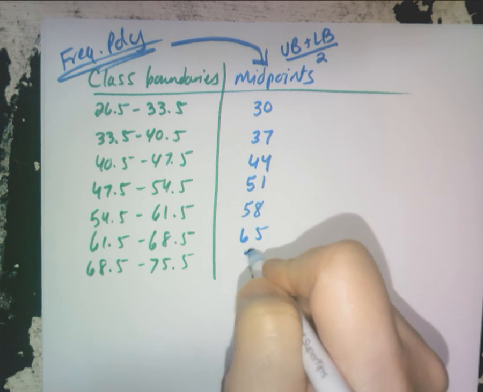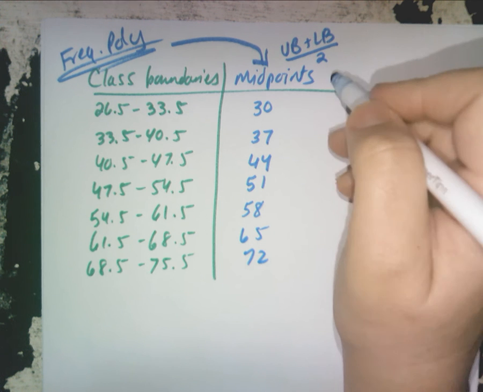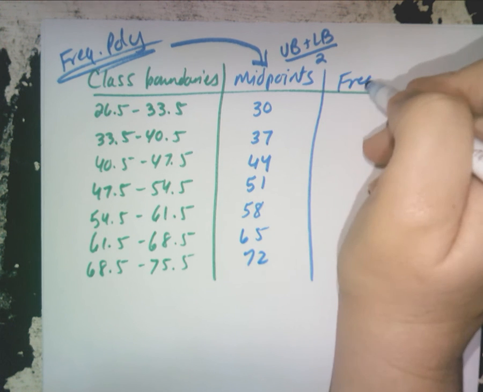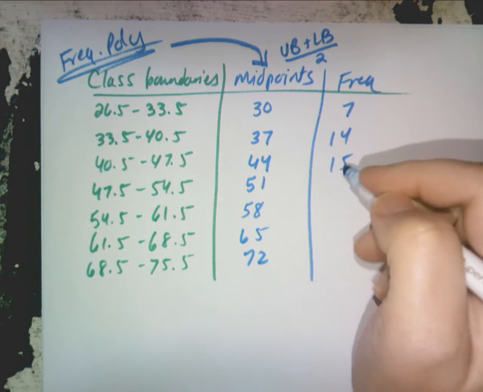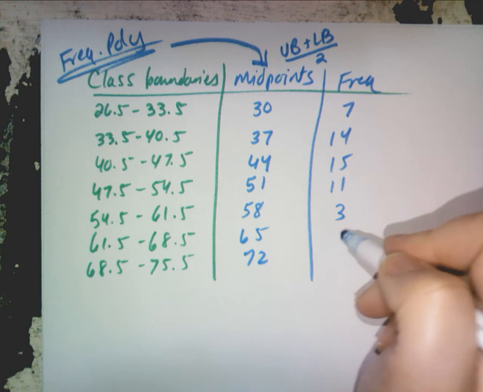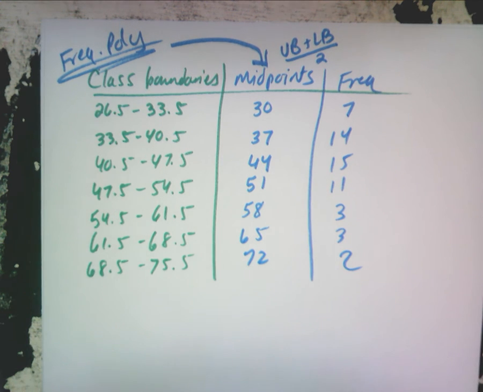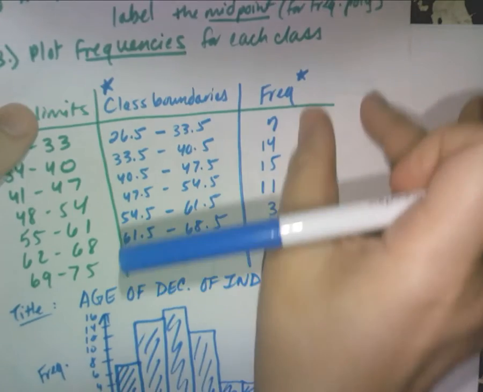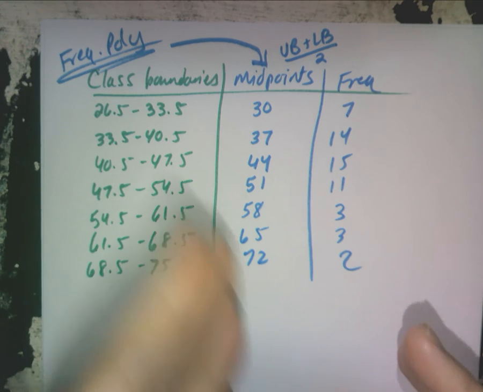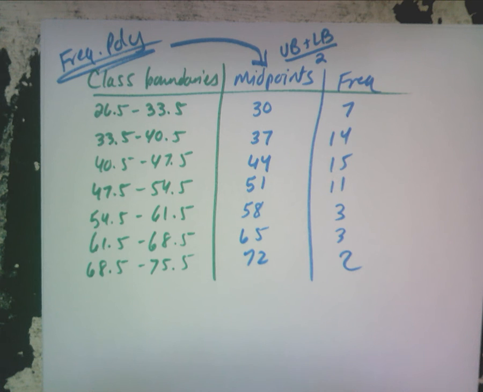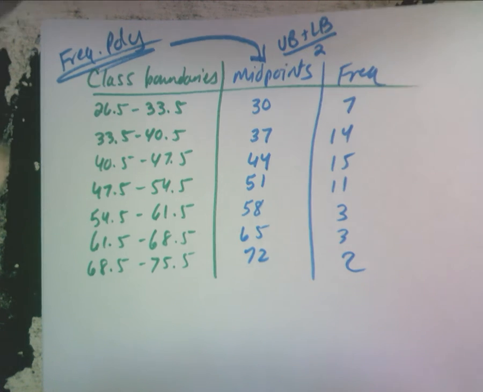So take those midpoints, and then again, your frequency, we already established those frequencies. It would be the same frequency, 7, 14, 15, 11, 3, 3, 2. Okay? Now, you could have made an extra column over here of midpoints. That's totally fine with me. You could have just done that and put this all into one picture. I'm just showing you 2 separate pictures.